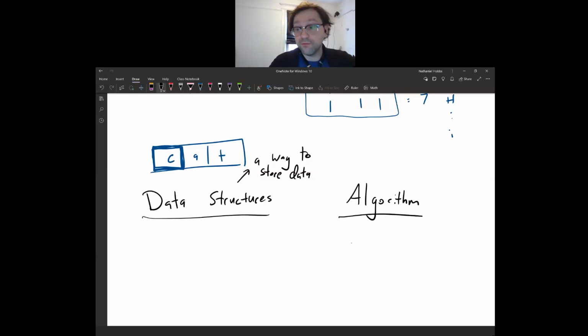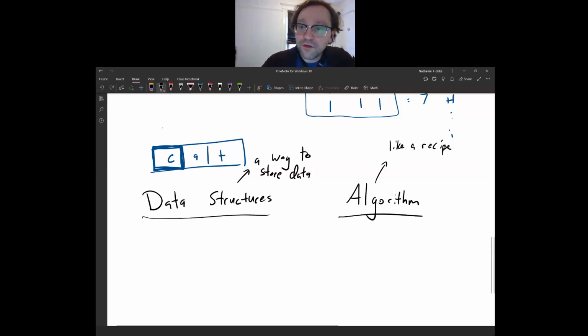An algorithm, on the other hand, is like a recipe. What I mean by that is that, like a recipe, you have a certain list of ingredients, and then you have steps to follow. Step 1, step 2, step 3, step 4. And with these ingredients and following these steps, you get the result, which is whatever dish you have.